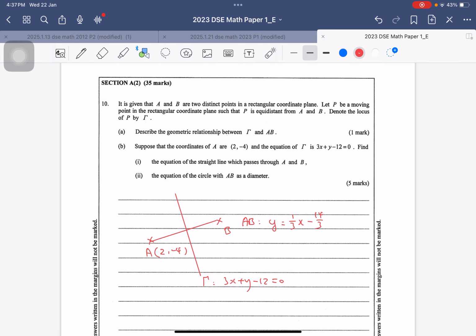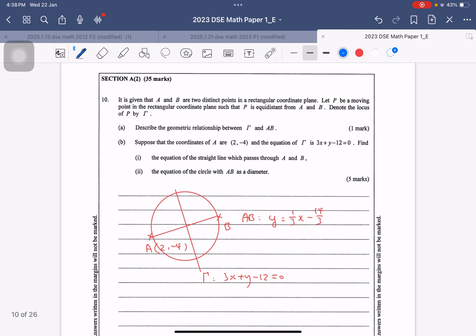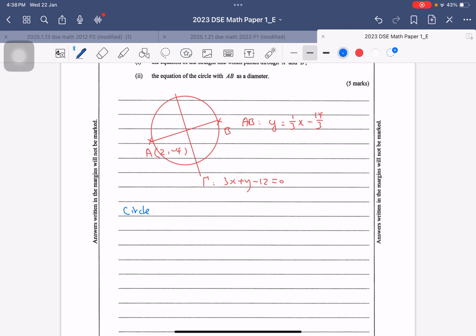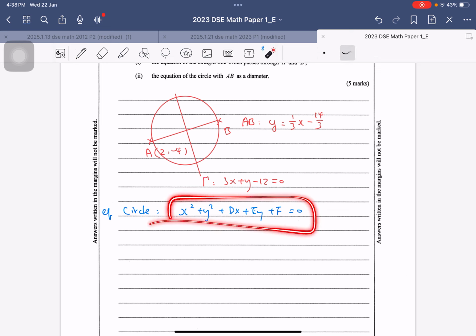Now we're going to find the equation of the circle which has AB as the diameter. For the circle, we have two types of equations to remember. The first one is x² + y² + dx + ey + f = 0. Using this general form, we must have three points on the circle to substitute in and find the values of d, e, f. But in this question, we only have point A. We don't know point B, so we can't use this form.